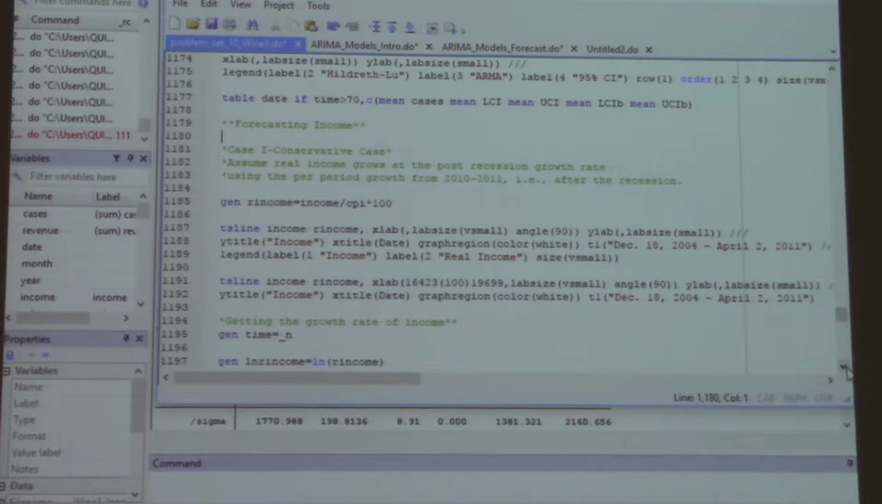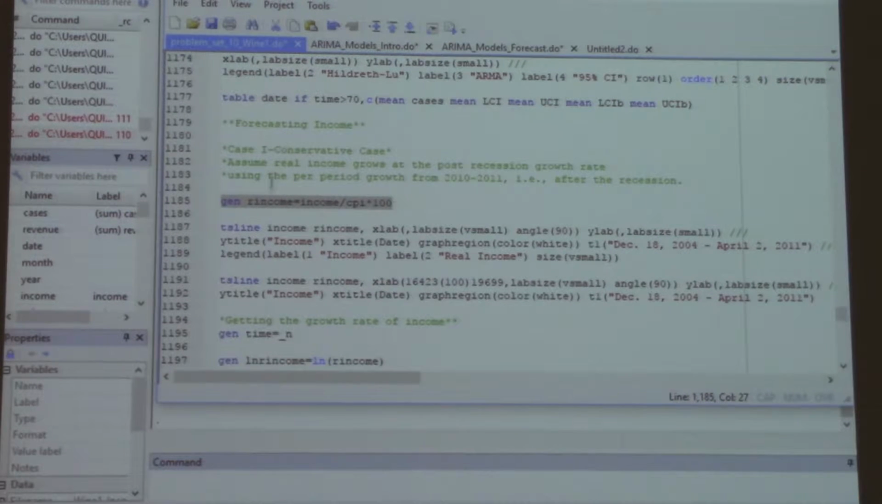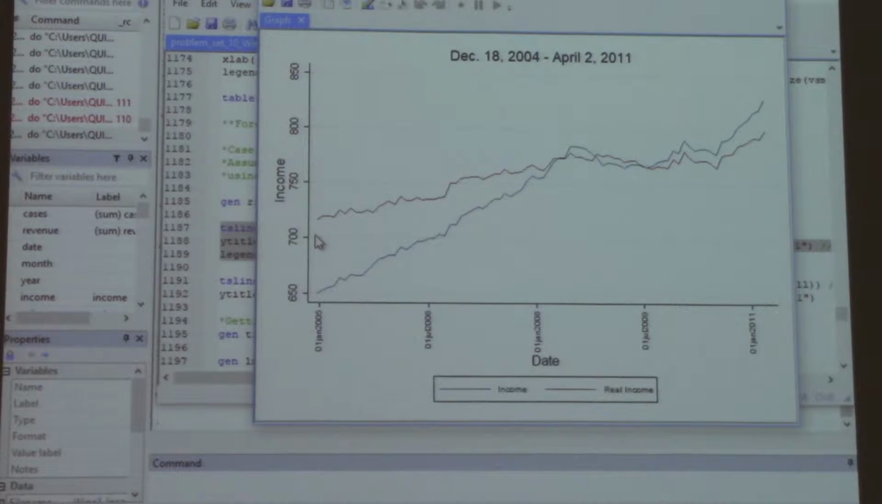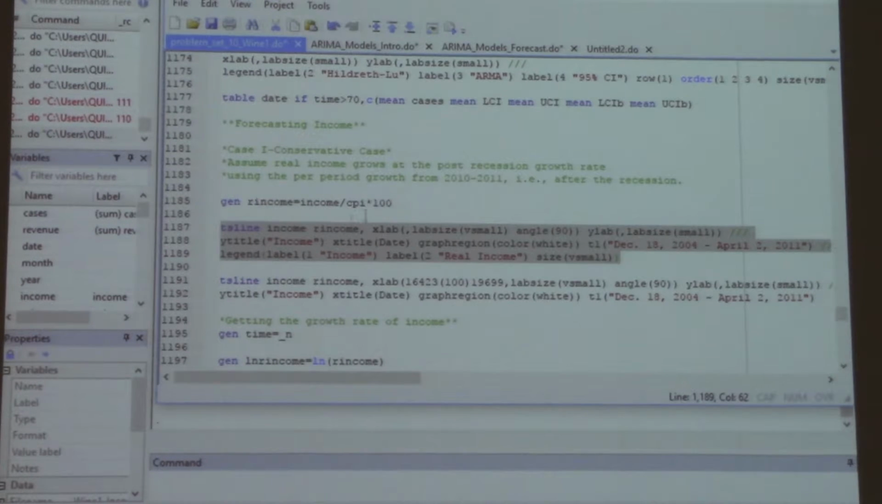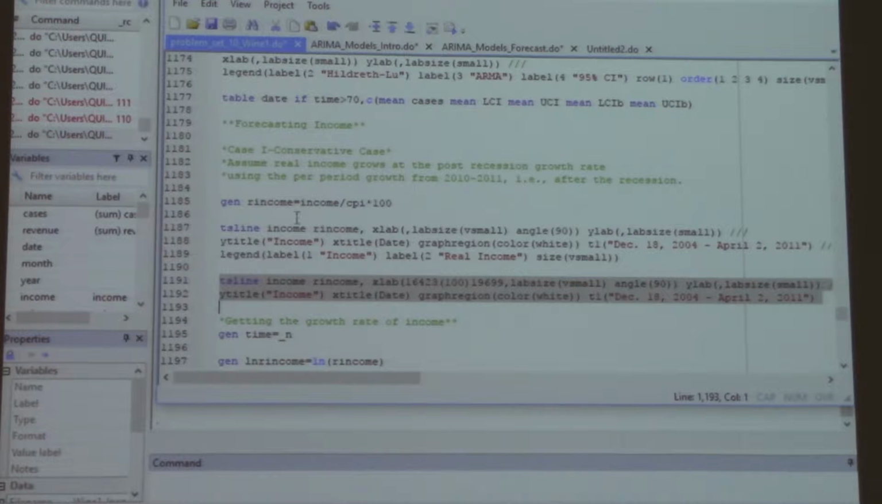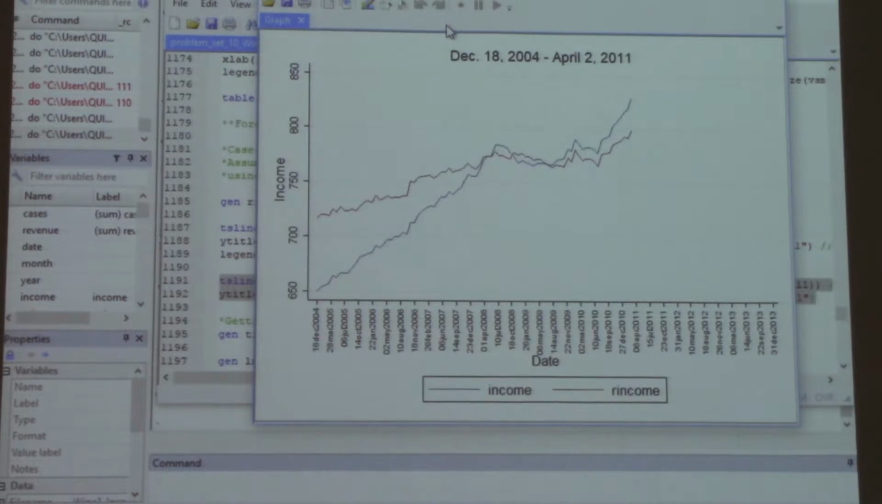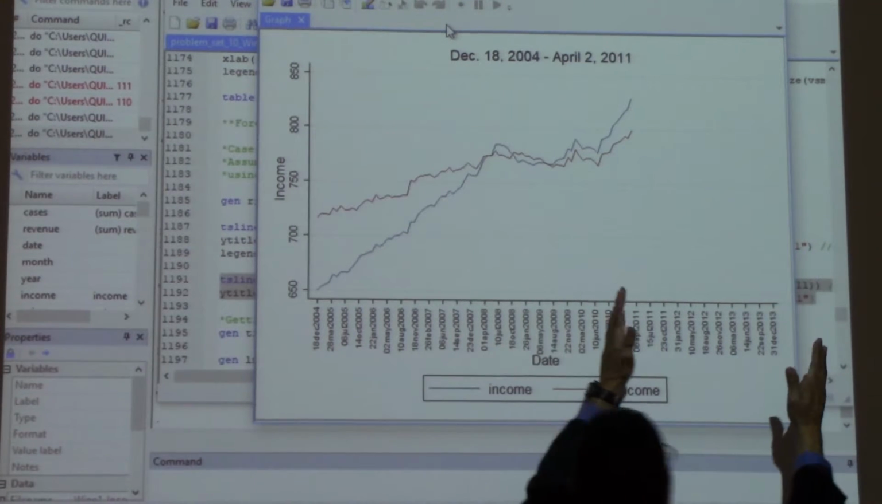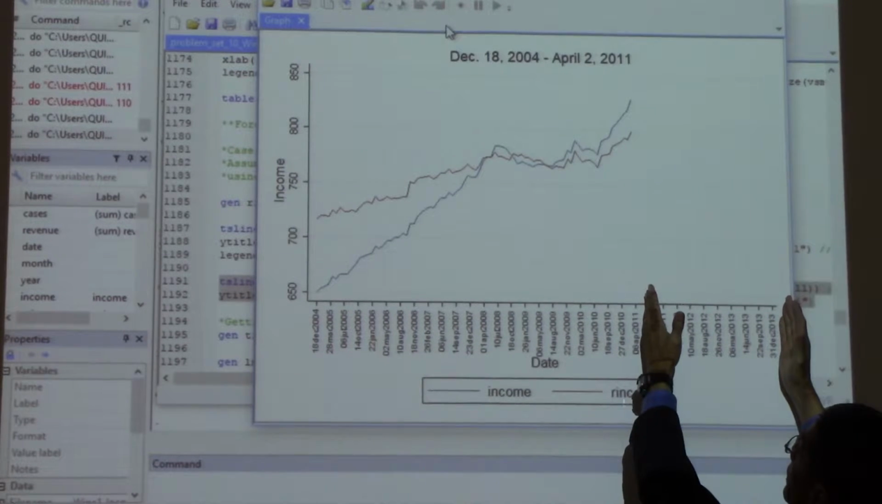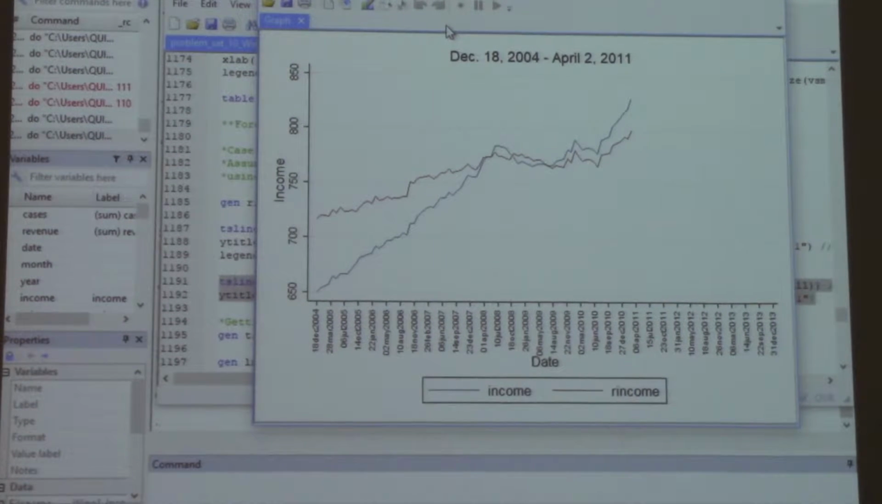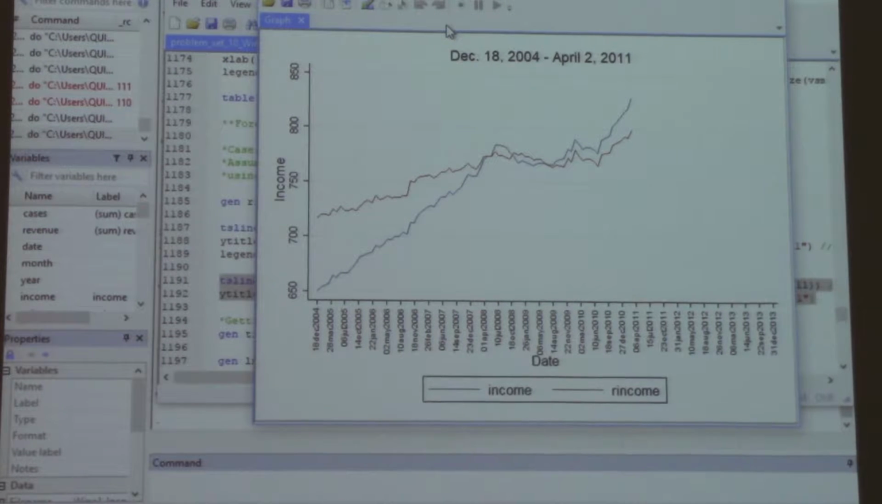Let's look at income. This looks like the same graph. All right, so here's income and real income. One's deflated, one's not. In essence, what we have to do is predict for this period. This is the future. This data doesn't exist right now. So in order for our forecast to work, we have to predict for those future values.